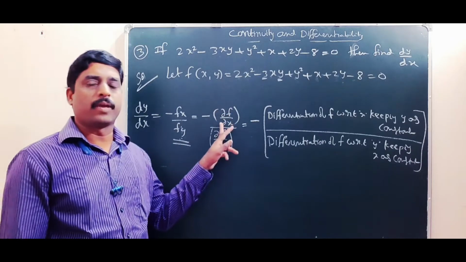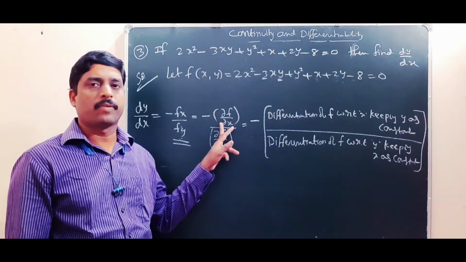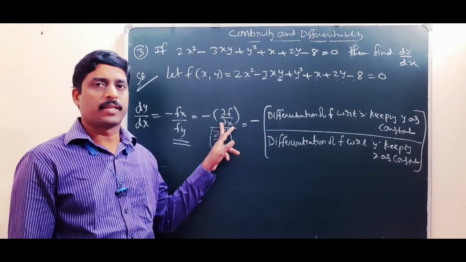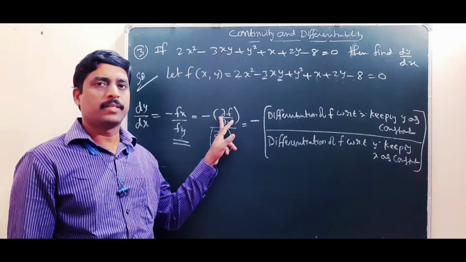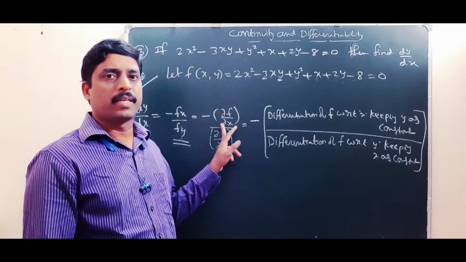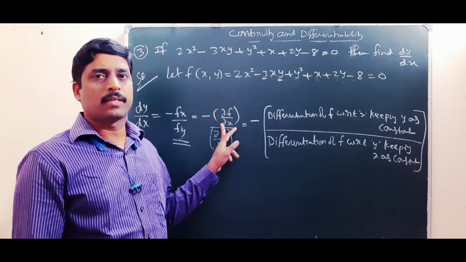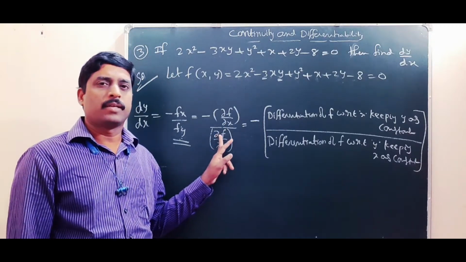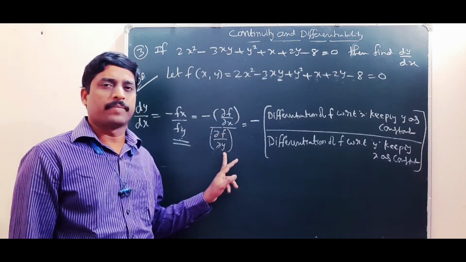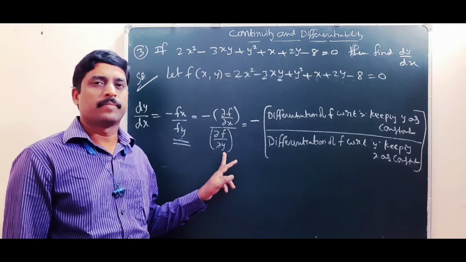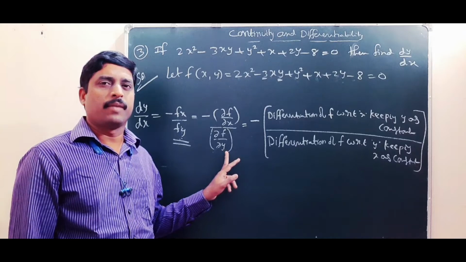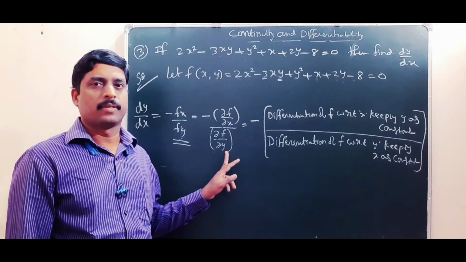What is dou f by dou x? Partial differentiation of f with respect to x. This means differentiation of f with respect to x, keeping y as constant. So dou f by dou y means partial differentiation of f with respect to y. This means differentiation of f with respect to y, keeping x as constant. Okay.